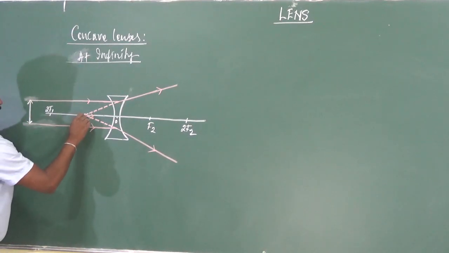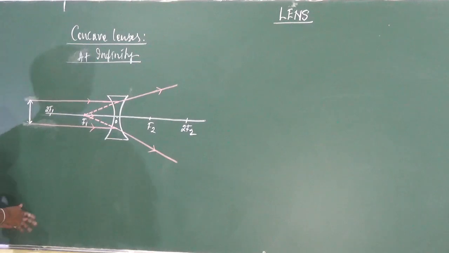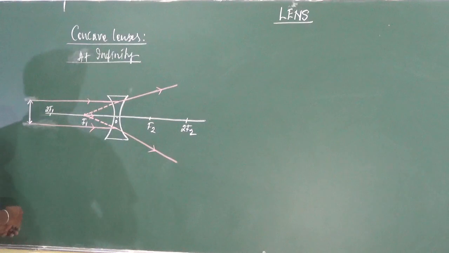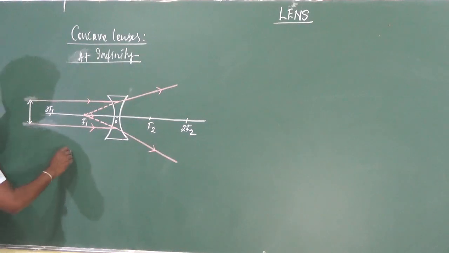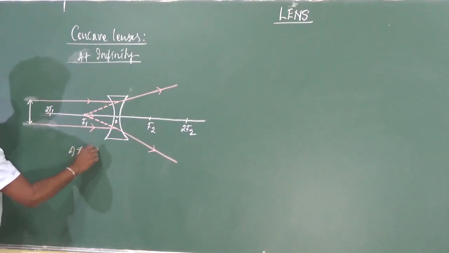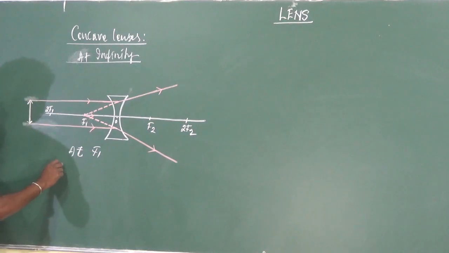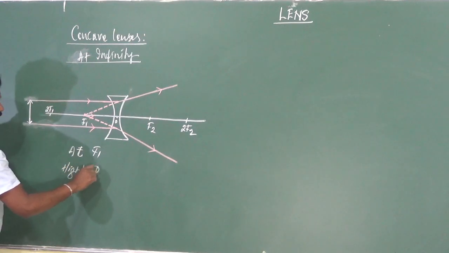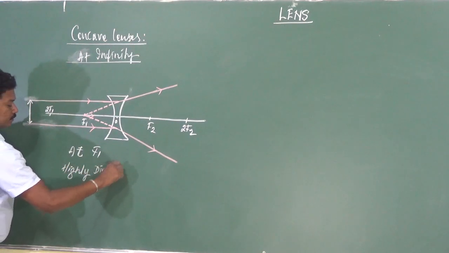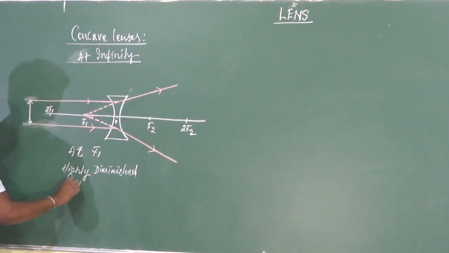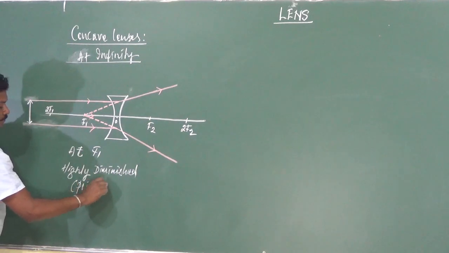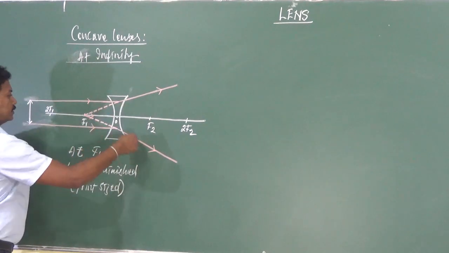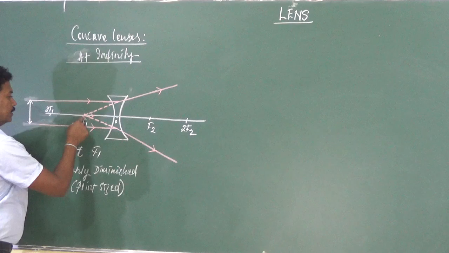So here we say that the image is formed at F1. So here the refracted light rays appear to meet at the point F1. So therefore the image is formed at F1. So the image is point size. It is highly diminished, or you can write point size.